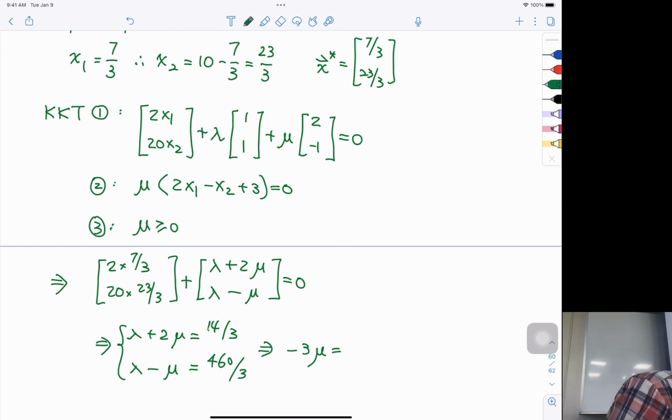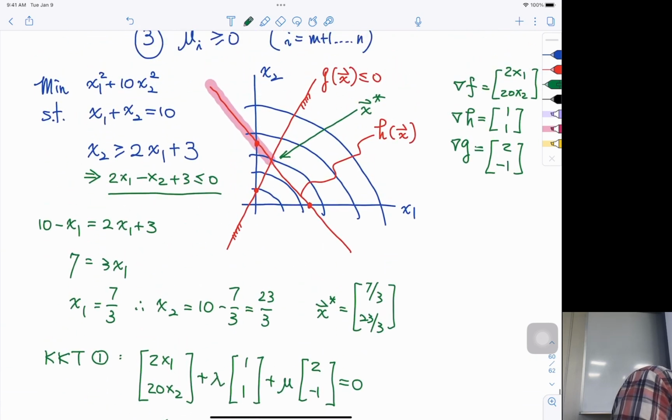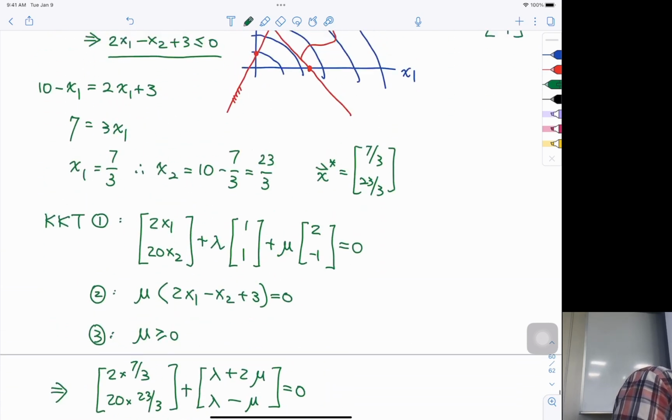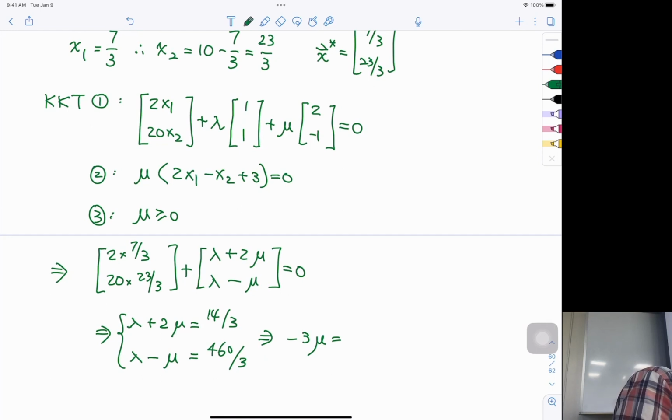But now I have a negative mu. Bottom one minus the first one. I have 2 and negative 1. Mu has to be positive. If I have negative mu, that means it's wrong.